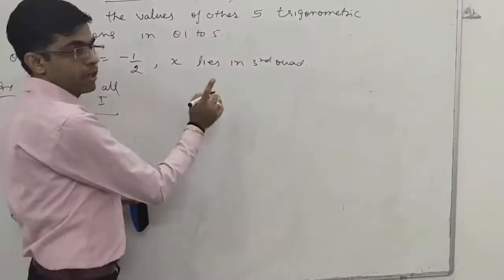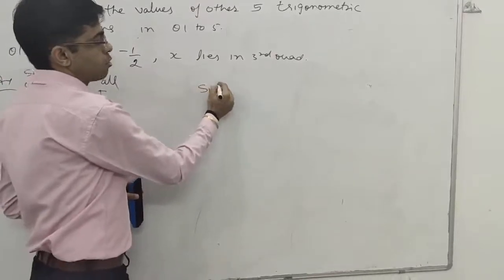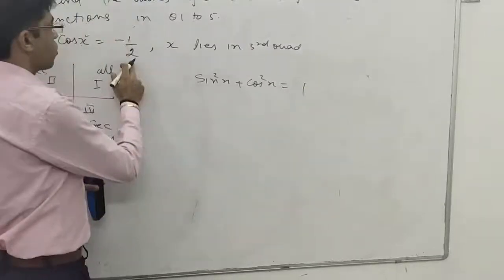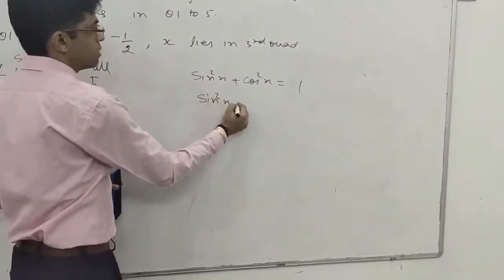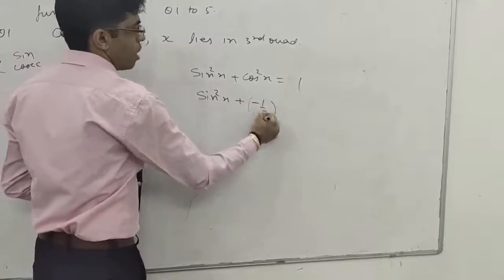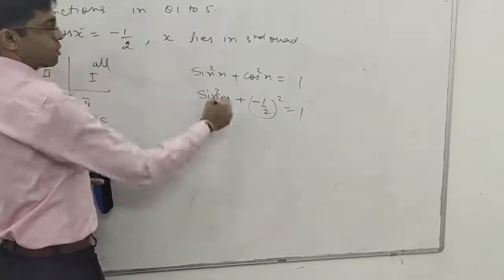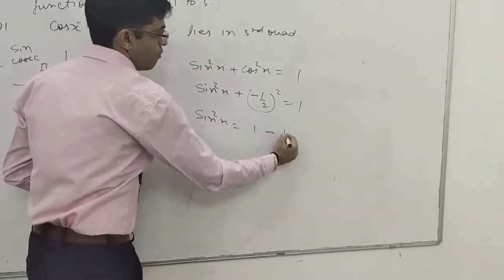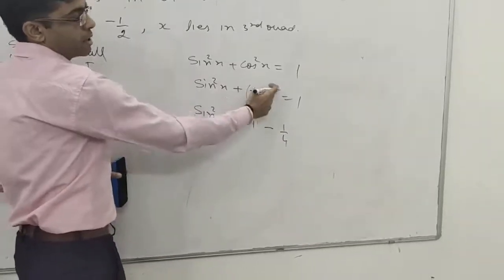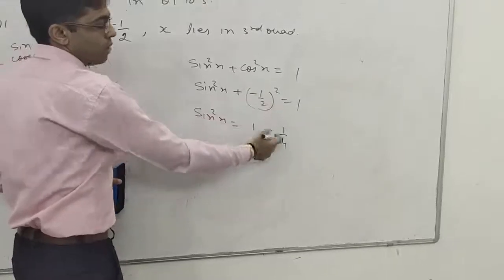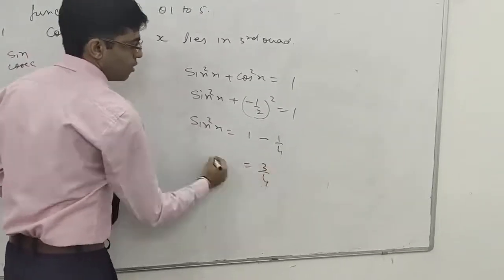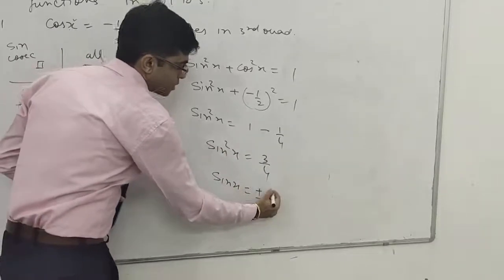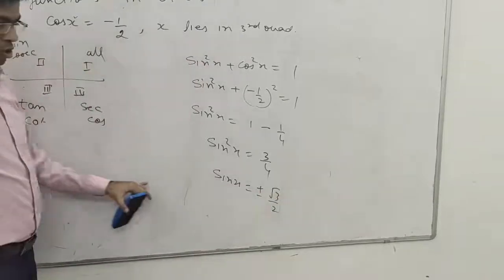So we have learned the identity in 10th class: sine square x plus cos square x is equal to 1, and the value of cos x is negative half. So negative half squared, sine square x is 1 minus 1 upon 4. Negative has an even power, so it will be positive 1 upon 4. 1 minus 1 upon 4 is 3 upon 4, and the square root of 3 upon 4 is plus minus root 3 upon 2.